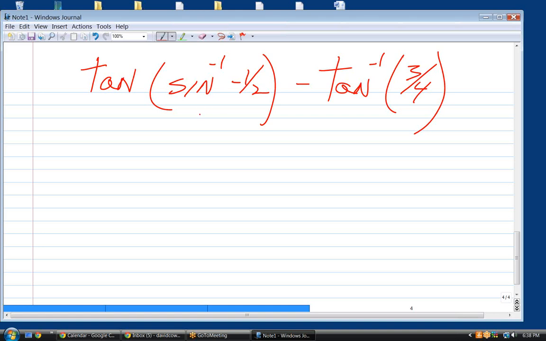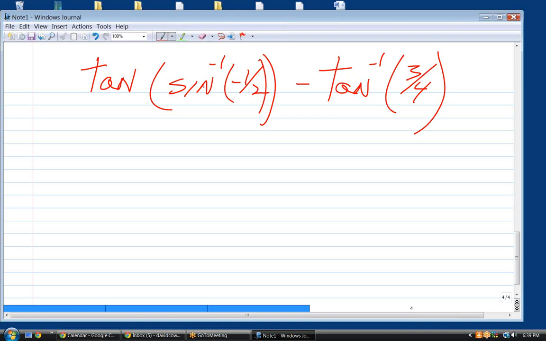So this is going to produce an angle. We're going to then take the tangent of that angle to come up with a number. And this is going to produce an angle. So we're going to end up with a number minus an angle as our answer. The parentheses are around the 1/2, and then they close off around the tangent.